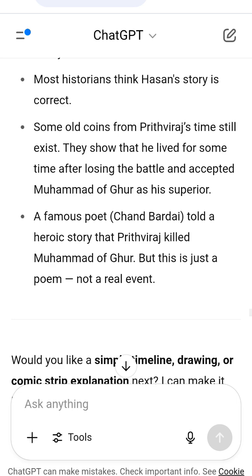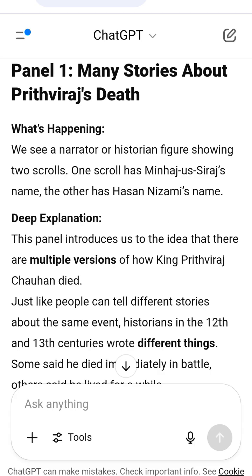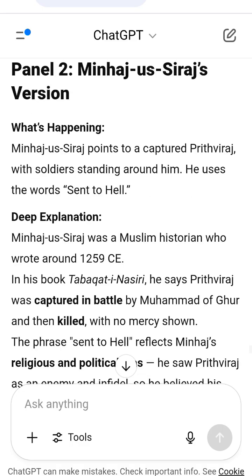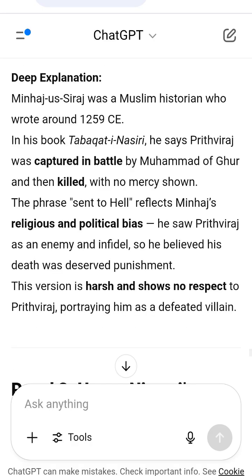Extra context, not in the comic but important. Coins. Some coins from Prithviraj's time still survive. They have Sanskrit writing that uses the word Hamira, a form of Amir, meaning ruler. This shows that Prithviraj may have accepted Muhammad's overlordship for a short time before being executed, which supports Hasan Nizami's version. Second Battle of Tarain, 1192 CE.